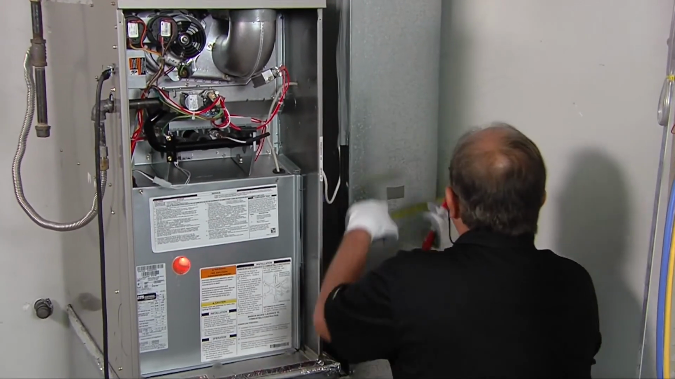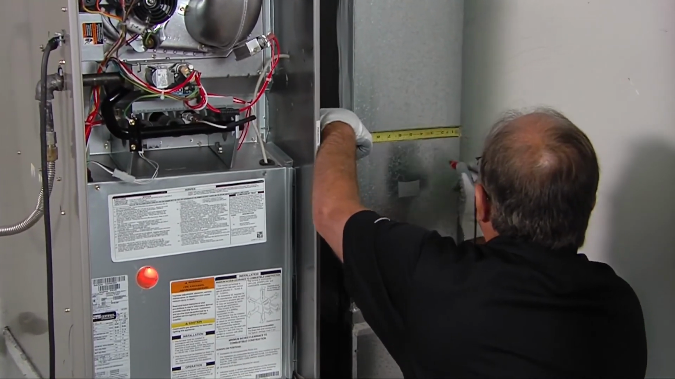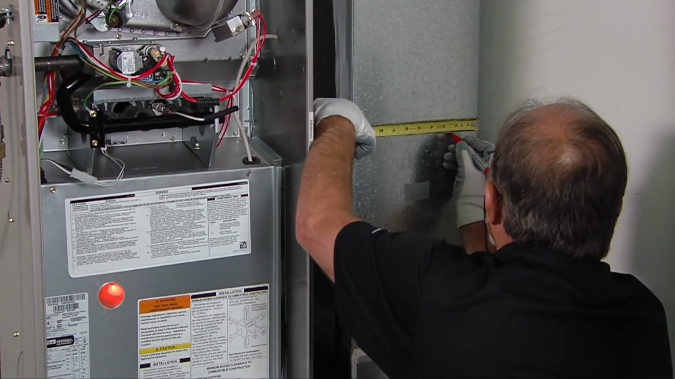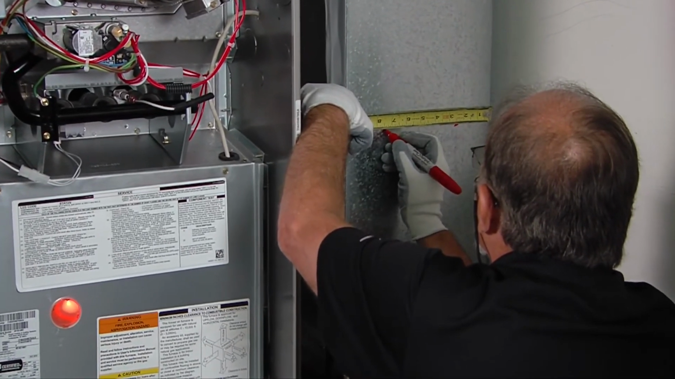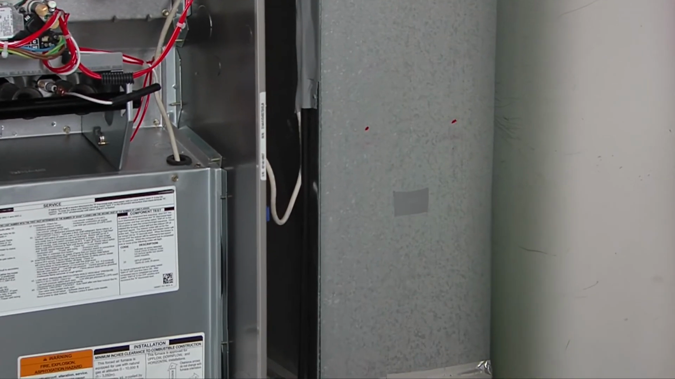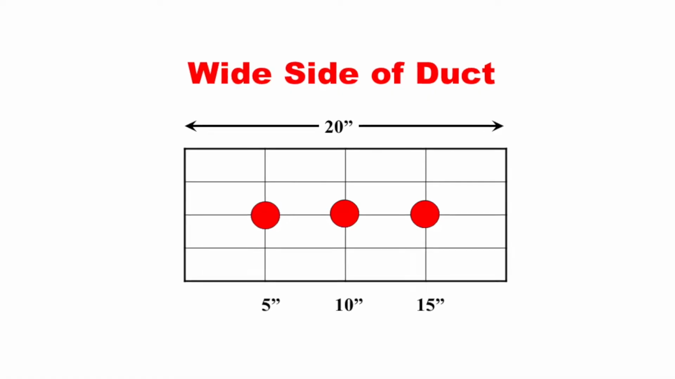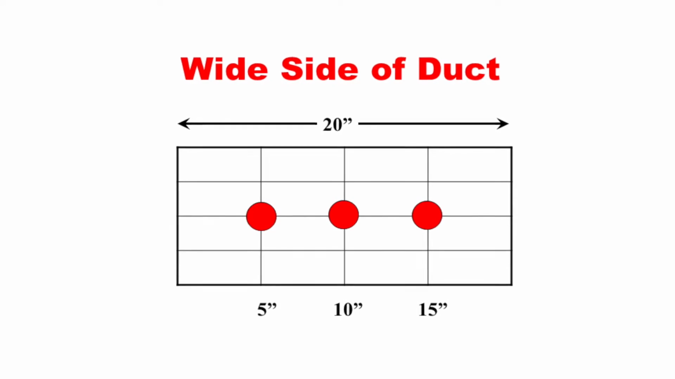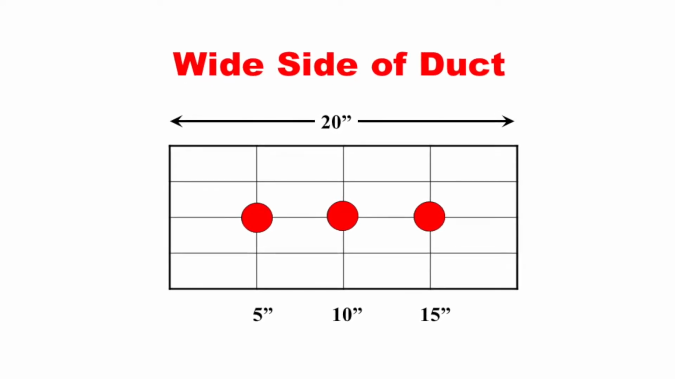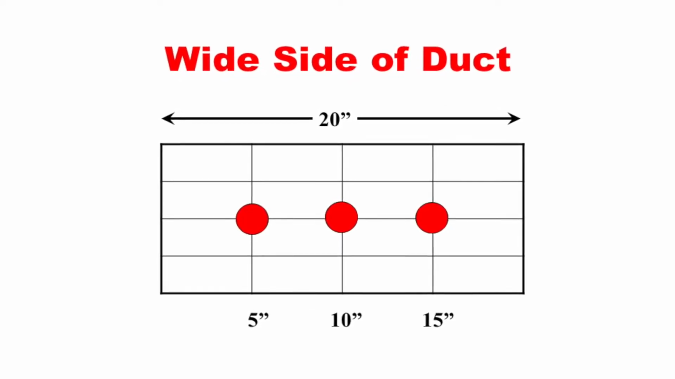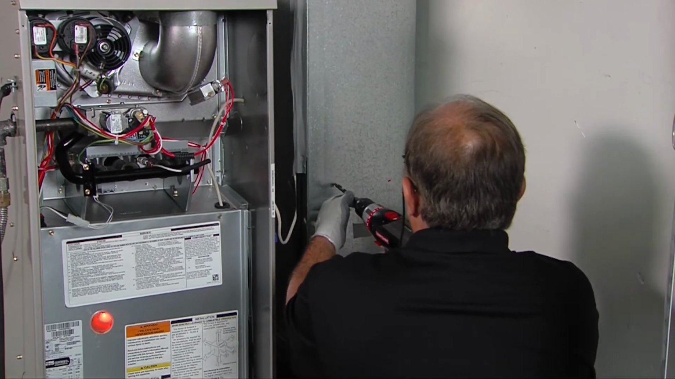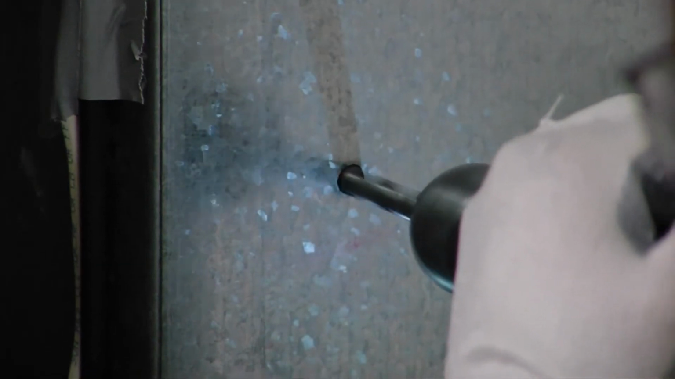Measure and mark the duct to locate the points where the pitot tube will be inserted to measure the airflow. If you're inserting the probe on the narrow side of the duct, locate 2 holes evenly spaced on the duct. If you're inserting the pitot tube from the wide side of the duct, locate 3 evenly spaced holes on the side of the duct. It may help to draw the points out on a piece of paper first. Drill a small hole at the marked locations so you can insert the pitot tube and thermometer.